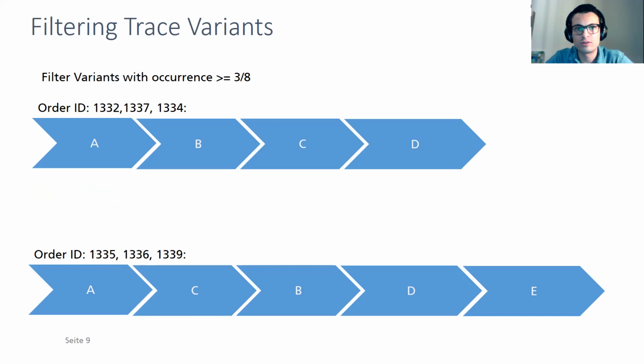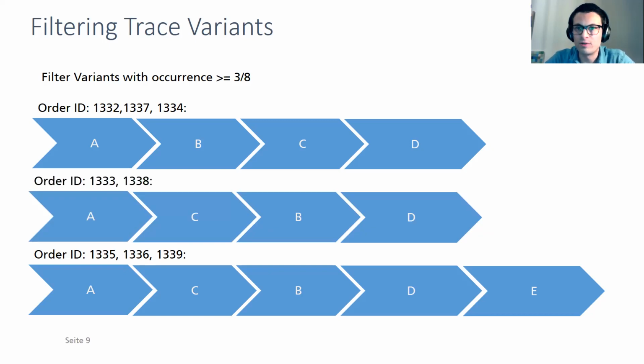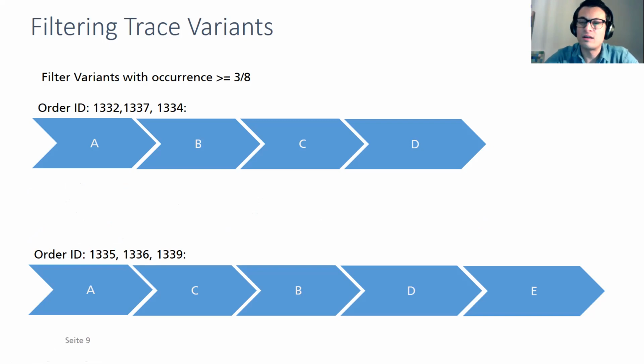So the middle trace variant only occurs twice, namely for order ID 1333 and 1338. So that does not occur at least 3/8 times, right? Because in total we have orders 1332, 1337, 1334, 1333, 1338, 1335, 1336, 1339. So in this example, I have 3 variants spread over 8 different cases. So I would remove all traces that adhere to the second variant.